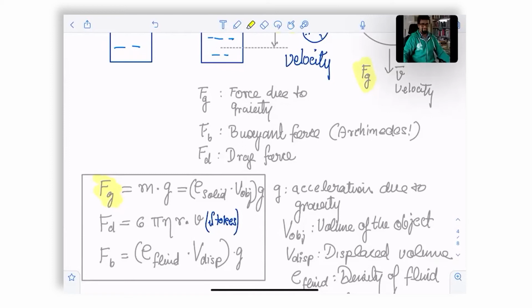That drag force, the resistance of friction due to the fluid, given in the opposite direction to the direction of motion, therefore the upward arrow, is given by 6 pi eta r into V. This is the Stokes drag force. V being the velocity, eta being the viscosity, r being the radius of the sphere. 6 pi is a constant. So this is what our drag force is.